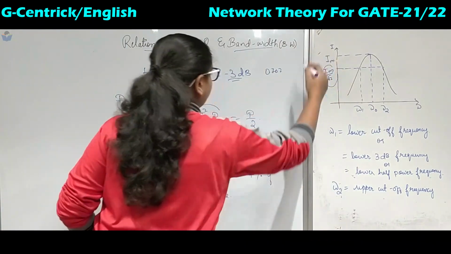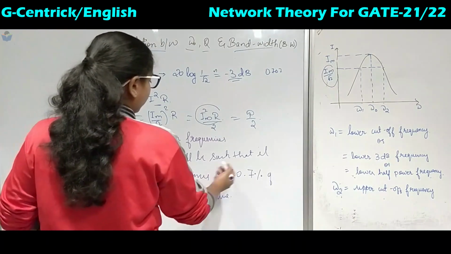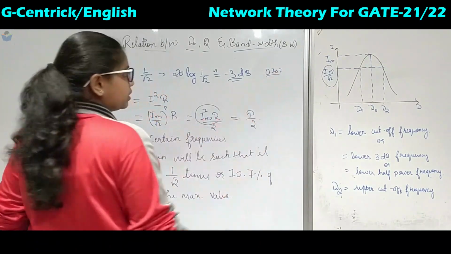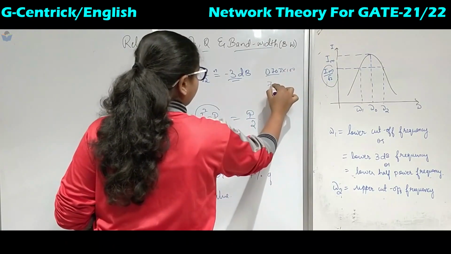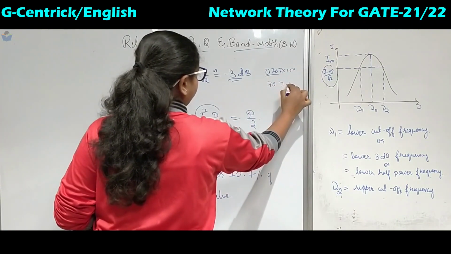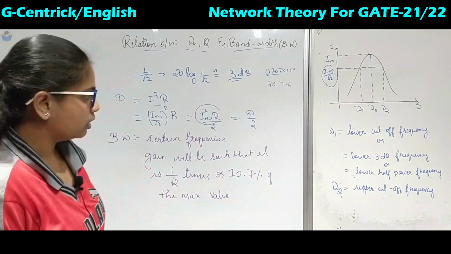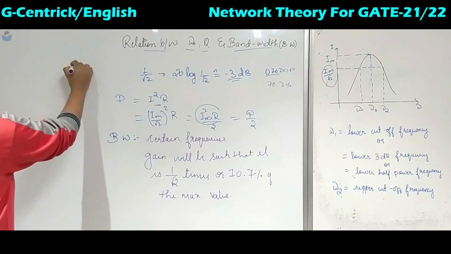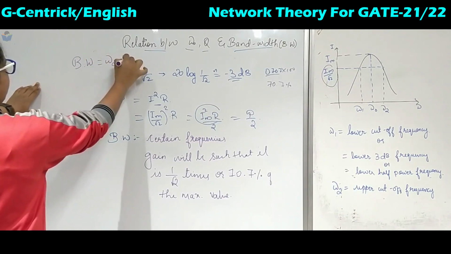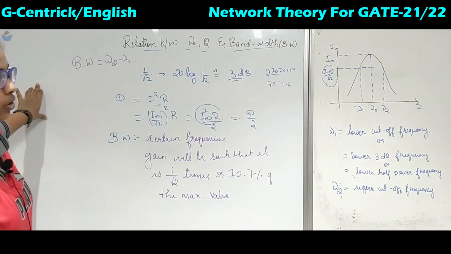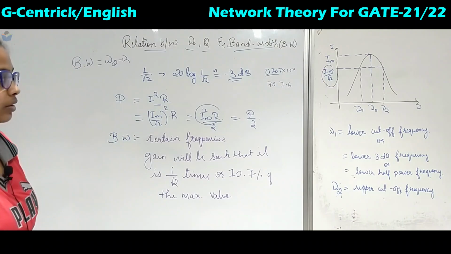Okay, so here you will get Im by root 2. Basically 1 by root 2 is nothing but 0.707. If you multiply it by 100, it becomes a percentage, that is 70.7%. That is the definition of the bandwidth. It is nothing but omega 2 minus omega 1. The difference between these two frequencies we call the bandwidth.